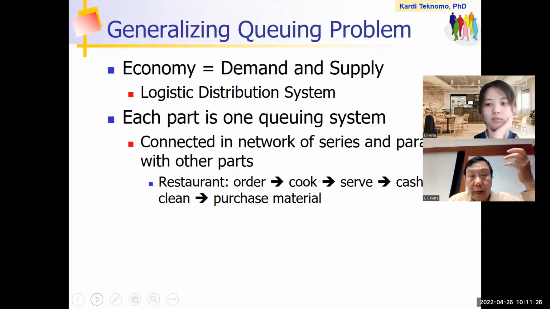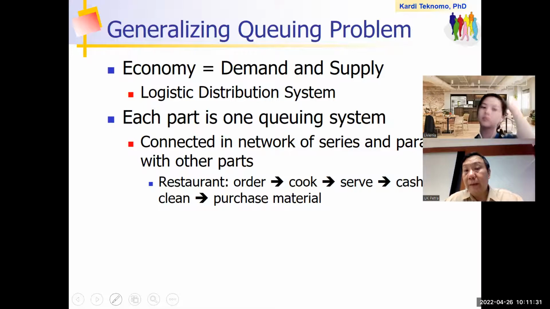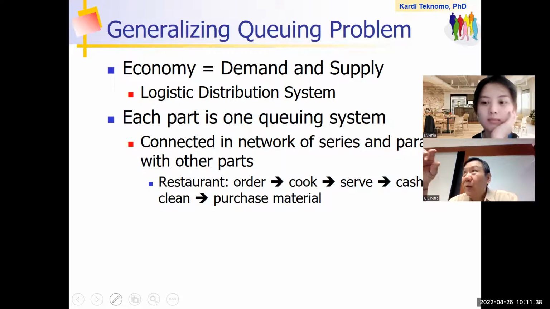You can actually generalize the queuing problem as a demand and supply problem. The whole logistic system, for example, from the factory to the warehouse, to the agent, then to the retailer, and finally to the customers, is actually based on a queuing system also. Each part is a queuing system connected through a network of series or parallel.